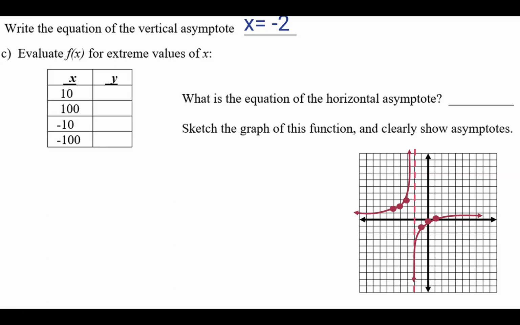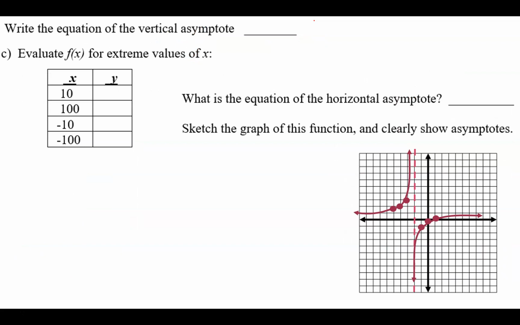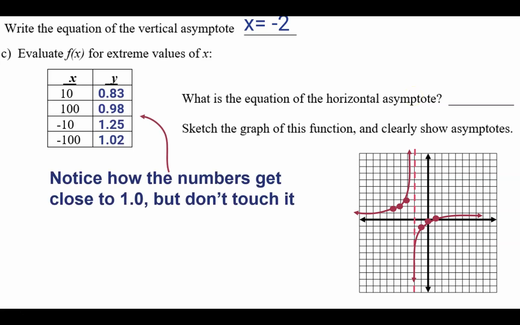Plugging in the extremes helps me for my horizontal asymptote. I can also do the trick I did before and look at where my highest power is. I notice here they both have an x. So leading term over leading term, that simplifies. X divided by x is just 1. So I bet you my horizontal asymptote will be y equals 1. Plug in extreme values, and yep, they are getting close to 1, but they are not touching it. So that is my horizontal asymptote, which I can draw across. You can see the curves bending right there also.